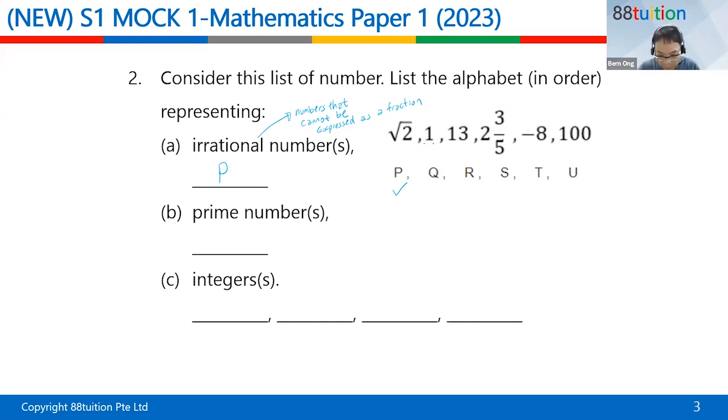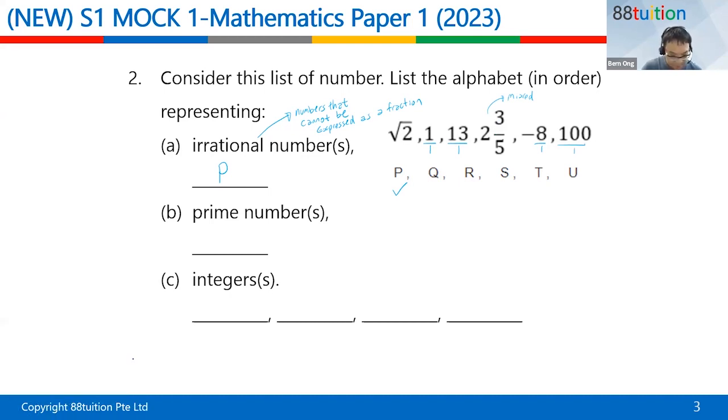1 is actually 1 over 1, so this is a fraction. 13 is like 13 over 1, this is a fraction. 2 and 3 over 5, this is what I call a mixed number. It's considered a fraction. Minus 8 is minus 8 over 1, it's considered a fraction. 100 is 100 over 1, it's considered a fraction. Square root 2 is not. It cannot be expressed as a fraction. That's why it's called irrational.